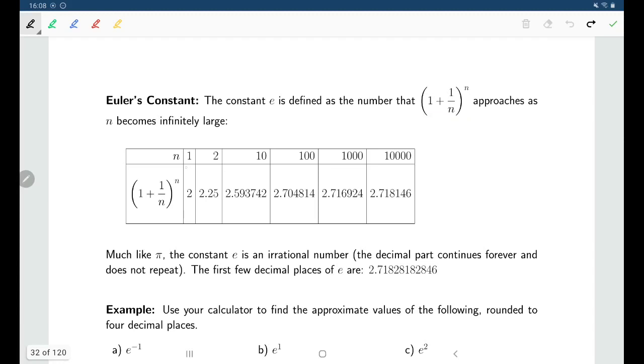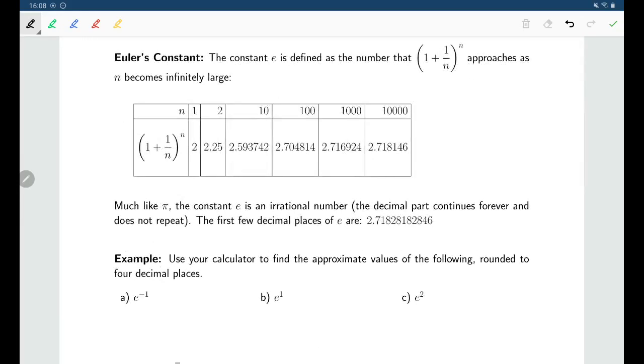And you can try it out with your calculator, that when n is 1, you have a value of 2. And as you increase the value of n, the number gets a little bit bigger, but after a while, no matter how big you make n, the number does not change all that much. So for example, even here, just going from 1,000 to 10,000, there's not much of a change in the number that you get from 1 plus 1 over n to the power of n.